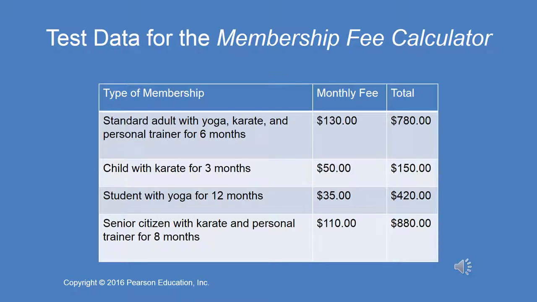As promised, here is some test data for you to use when testing your application. If you choose standard adult with yoga, karate, and personal trainer for a 6-month time, your monthly fee should come out to $130 and your total should be $780. Child with karate for 3 months, monthly fee should be $50, total should be $150. I'm not going to read all of them, but it's important that you use this test data, known inputs that will yield specific outputs to test your data.